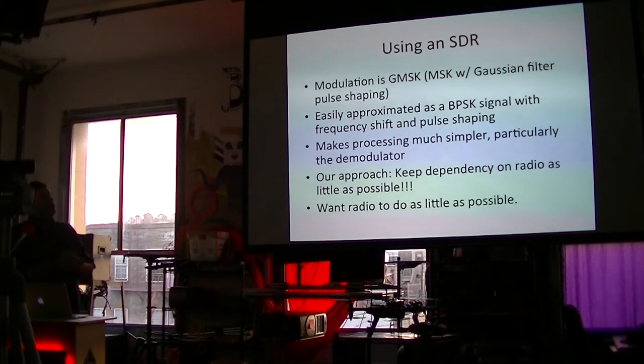A little more on the physical layer. The modulation is Gaussian minimum shift keying. It's a form of continuous phase frequency shift keying with a Gaussian filter. The math is kind of hairy, but it turns into a simple BPSK-like scheme, plus one and minus one, with a simple frequency shift. Then you put on a Gaussian pulse shape to keep the spurious emissions low and to keep the intersymbol interference controlled. It makes the processing much simpler.